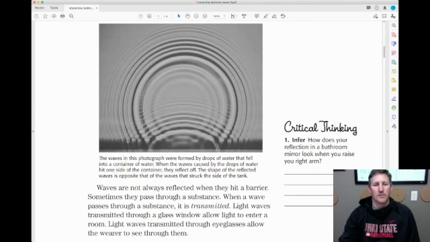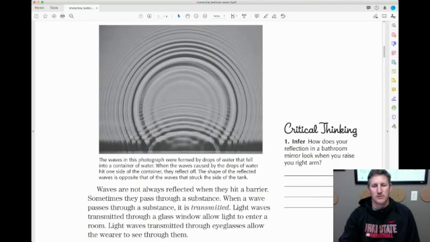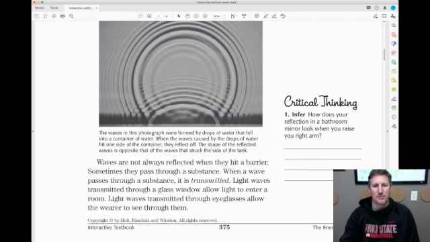Okay, the waves in this photograph were formed by drops of water that fell into a container of water. When the waves caused by the drops of water hit one side of the container, they reflect off. The shape of the reflected wave is the opposite of the waves that struck the side of the tank. You can see that it's the opposite of that.